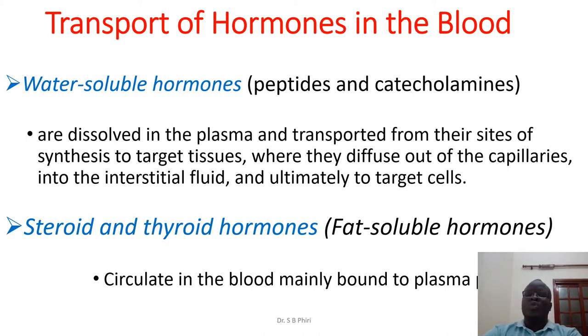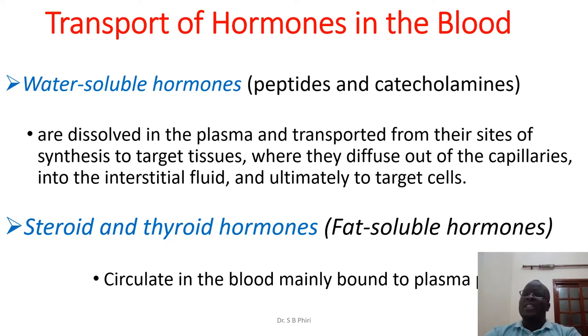I told you that hormones are classified based on their structure or nature. We have the peptides or proteins. Those are peptide hormones or protein hormones. In terms of nature, they are protein. If they are protein, they are water soluble. So they don't need to bind to plasma proteins to be transported. They're just going to simply dissolve in plasma, then they'll be transported by the cardiovascular system.